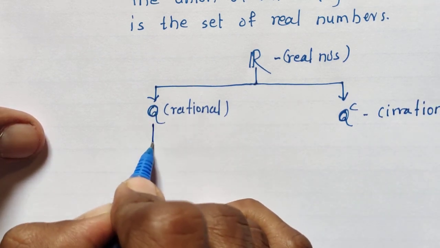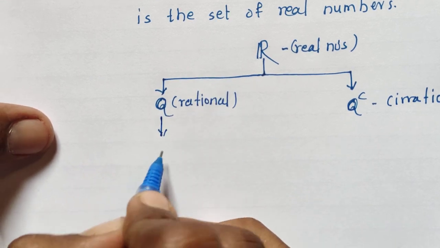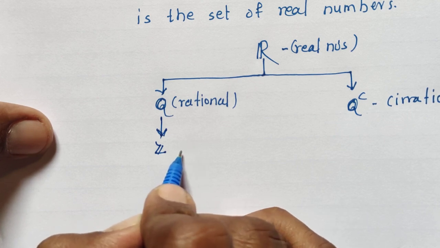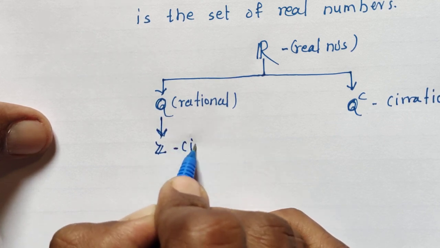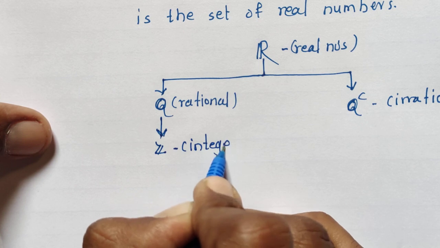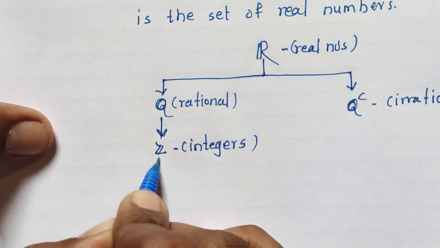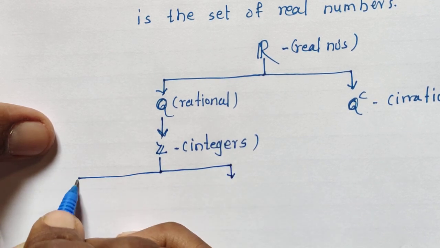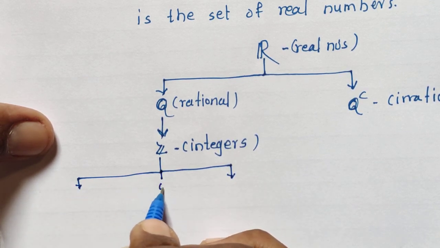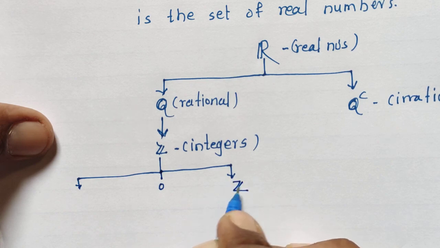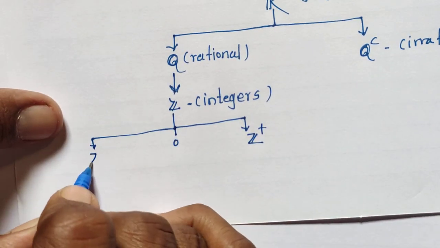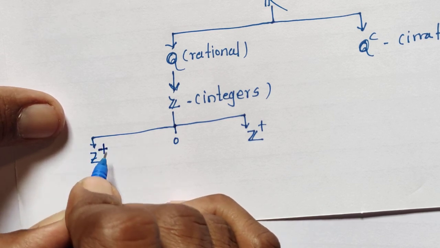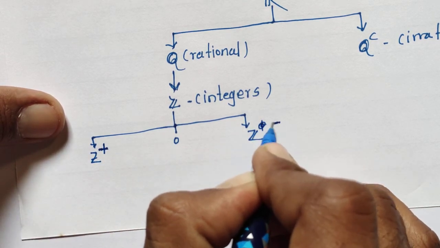Now this rational number contains the set of integers. The set of integers contains 0, the set of positive integers, and the set of negative integers. So just write it as the set of positive integers, 0, and the set of negative integers.